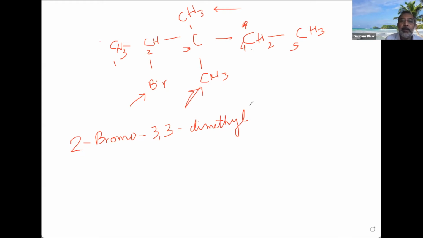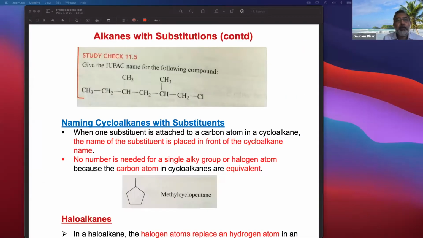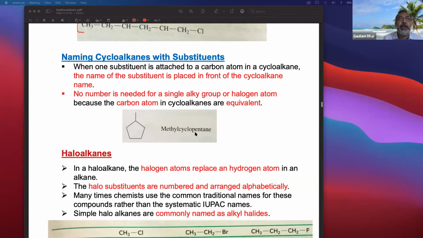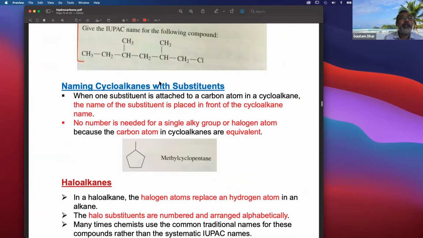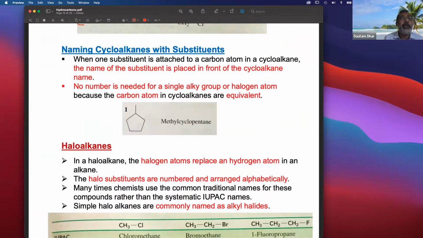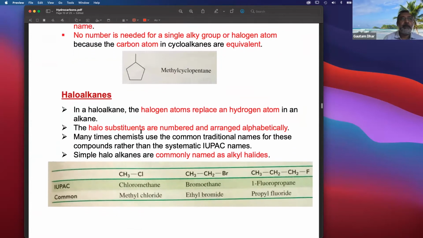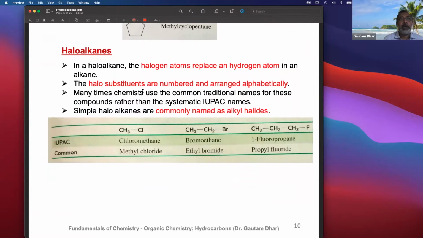And dimethyl and pentane. So if this is a cyclic ring, the main chain is cyclopentane, and there's a methyl. Now, when there's one substitution on a cyclic ring, you do not need to mention a number because all these carbon atoms are equivalent. But you have to mention numbers if there are two substitutions, because you can go clockwise or anti-clockwise, and the substitutions will have different numbers. But for one, you do not need that.